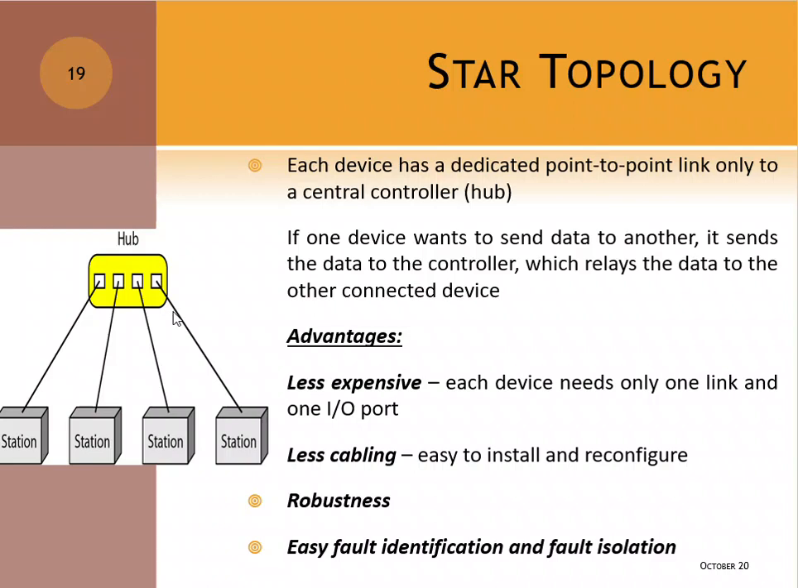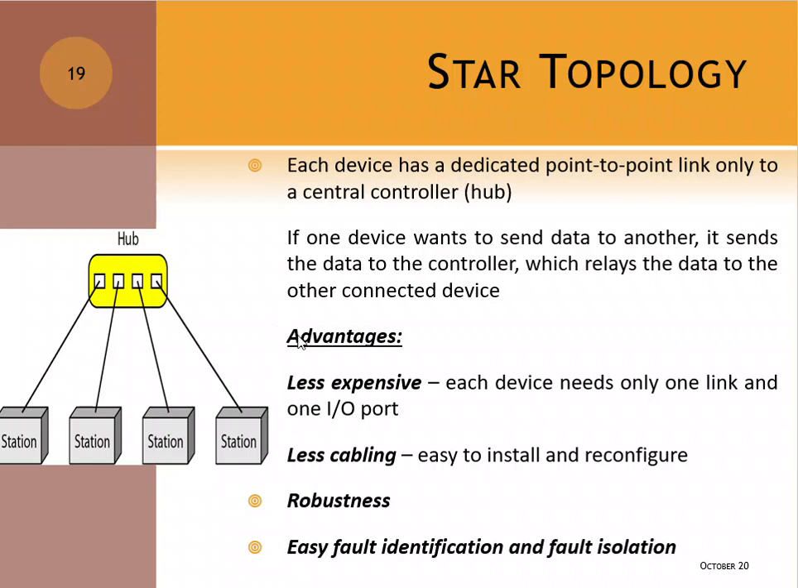Second topology, star topology. This is how the star topology looks. Each device has a dedicated point-to-point link only to a central controller, the hub. If one device wants to send data to another, it sends the data to the controller, which relays the data to the other connected device. So every communication between two devices must pass via the hub.